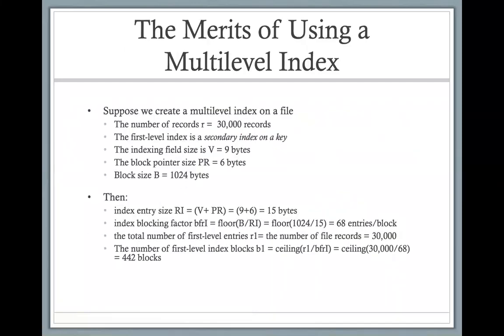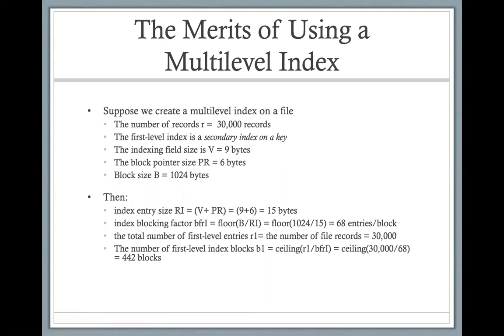Okay, let's do an exercise. It's a very important exercise. So let's go through it together in detail to see how a multi-level index speeds up searching operations in databases. So we're going to assume we want to create a multi-level index on a table, which has 30,000 records. The first level index is a secondary index on a key, okay? What does it mean, a secondary index on a key?